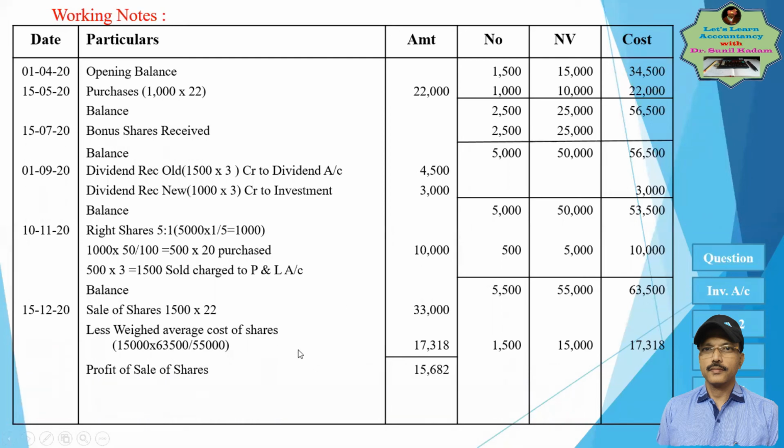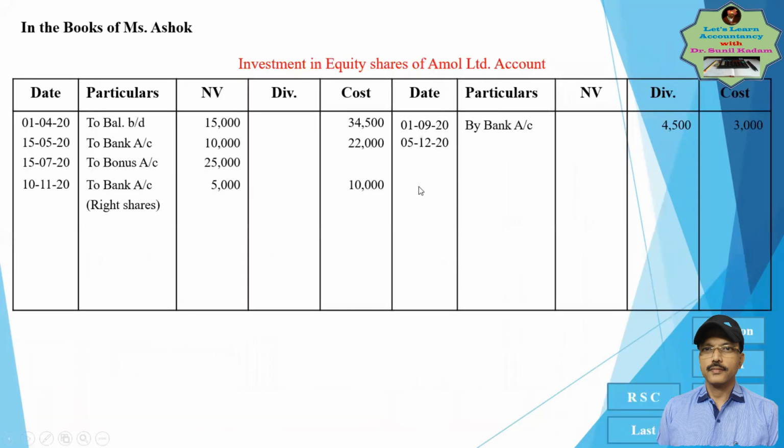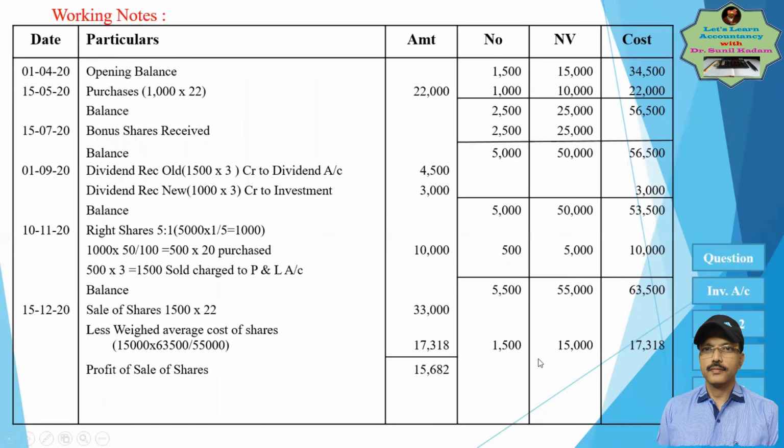This has to be recorded by passing the entry. Bank account debit 33,000, to investment in equity shares account 17,318, to profit and loss account 15,682. Posting will go to the investment account credit side by bank in nominal value of 15,000, because 1,500 shares are sold, and the cost of sale, and the profit will be debited here on 15 December 2022, profit and loss account 15,682. So ultimately the cost is credited: 33,000 minus 15,682. Hope you understood. See here, the profit is worked out.